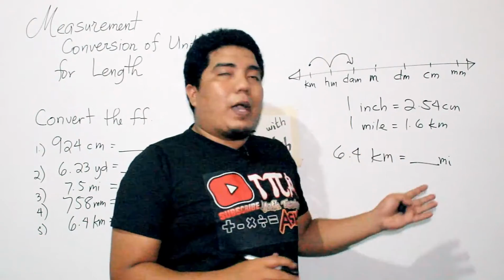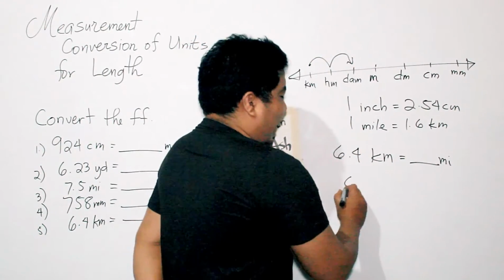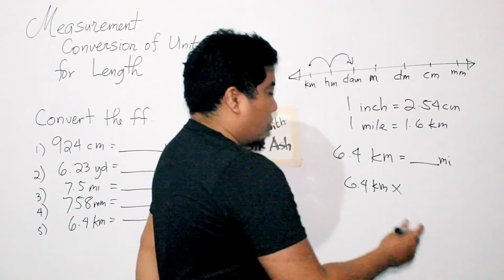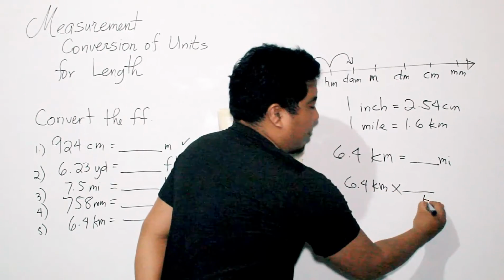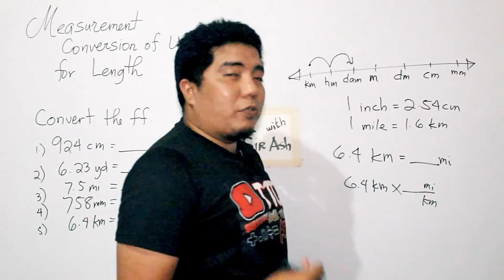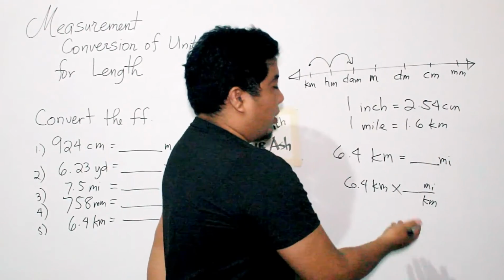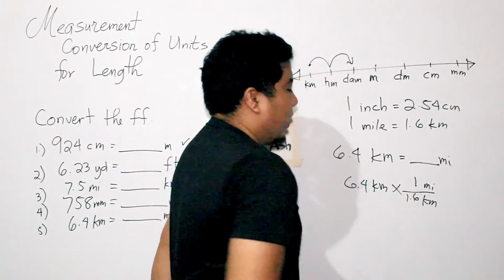Now, for kilometers to mile, the same tactic or the same technique is applied. So, we have 6.4 kilometers. You multiply it to your conversion ratio. Since kilometer is in the numerator side, we will put kilometer here in the denominator and then its conversion ratio, which is the mile, in the numerator. So, what is the conversion? We have 1 mile is equal to 1.6 kilometer.